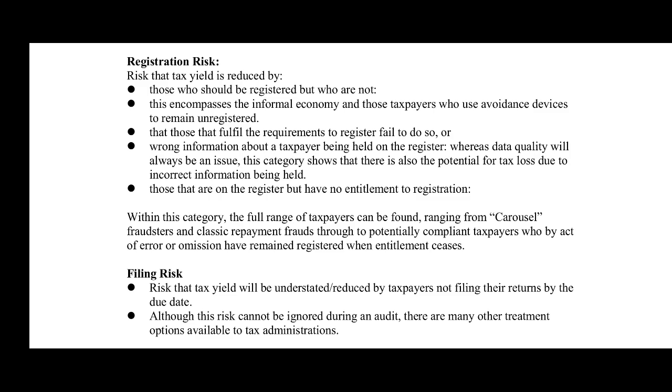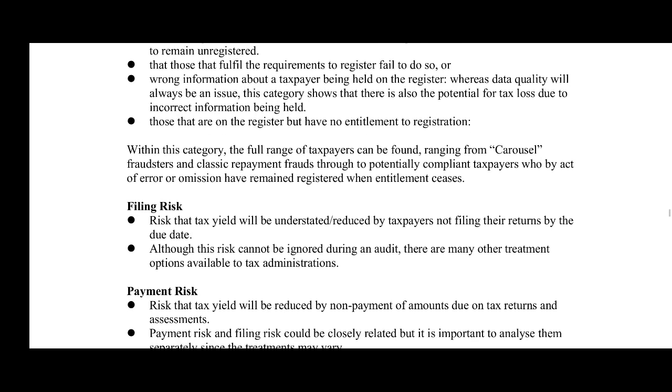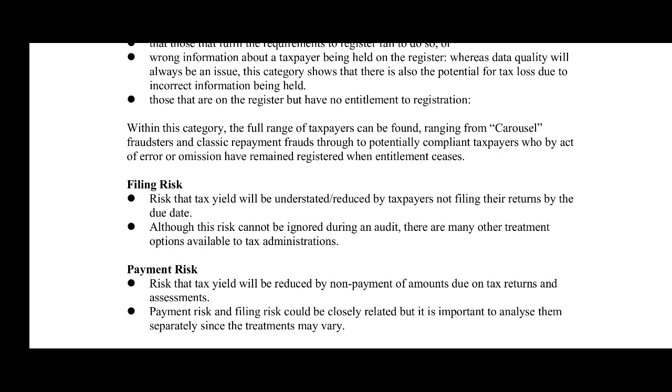That could also be registration risk, and those that are on the register also have no entitlement to registration. So within this category, the range of taxpayers can be found ranging from carousel fraudsters and classic repayment frauds through to potentially compliant taxpayers who by act of error or omission have remained registered when entitlement ceases.